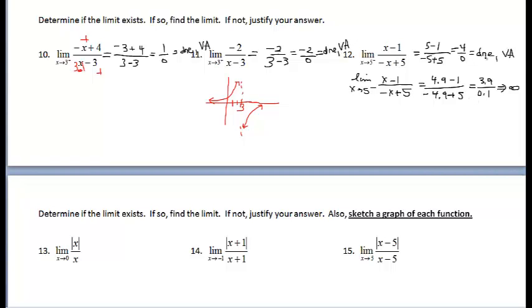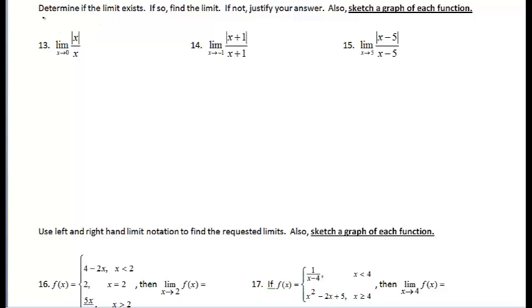Otherwise we're just done when we say does not exist, vertical asymptote. I think we've explored all the situations that we need to as far as a limit not existing at the case where we have a vertical asymptote, an asymptotic discontinuity. So now let's move on and look at some jump discontinuities and limits that fail to exist there.